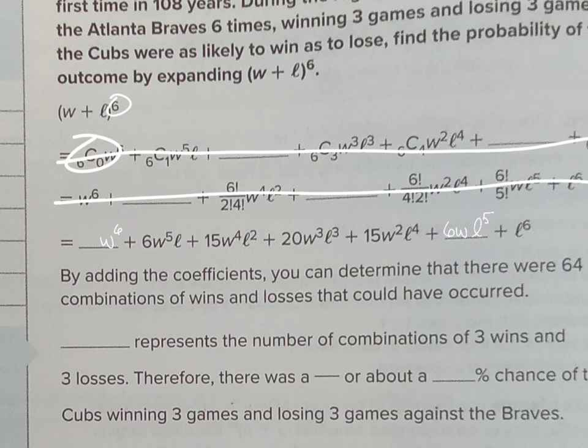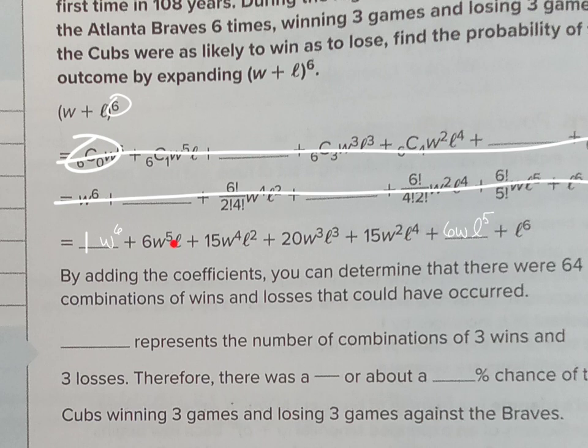Okay, so here's what they're saying is going on. And if you understand probability at all, this will make a little bit of sense. The exponent is representing how many wins and losses that you could have. So we're talking about the Cubs playing the Braves 6 times. There's only one way that you could win all 6 games. You just win all 6 games. That's the only way that happens. And so that'd be one way to win 6 games out of 6.